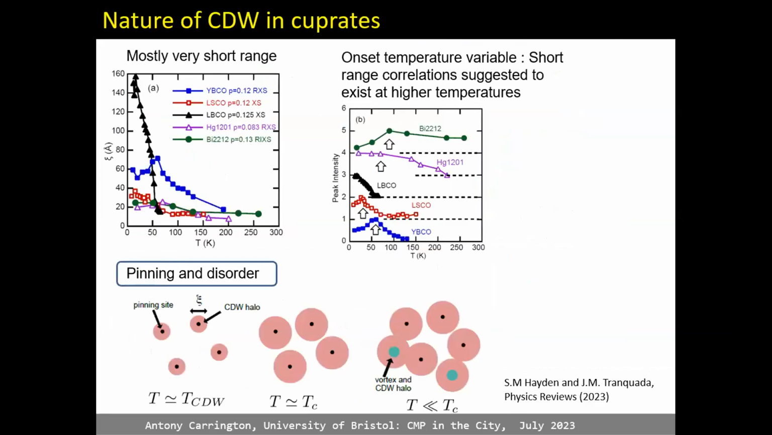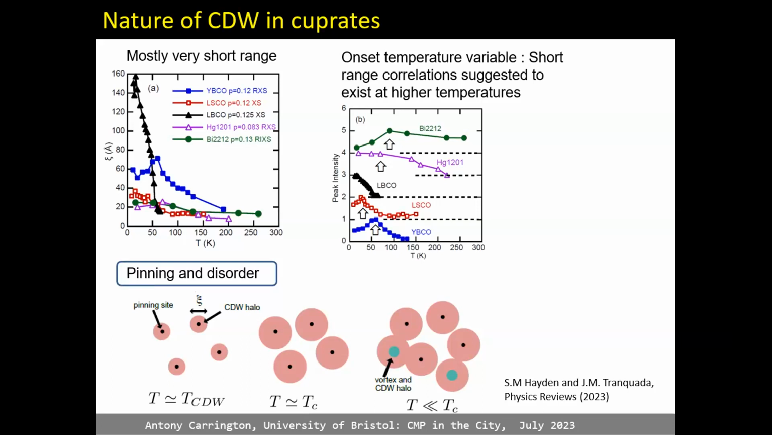Okay, just a couple more words about these charge density waves. They are generally very short range. This is a summary of data taken from a review by Steve Hayden and John Tranquada, showing the correlation length. You can see that generally speaking it's very low, around 20 angstroms, apart from in LBCO, the lanthanum barium copper oxide at 1/8 doping, where it becomes very long range. And also in YBCO, which has the longest correlation length, but even in YBCO it's still pretty short range.